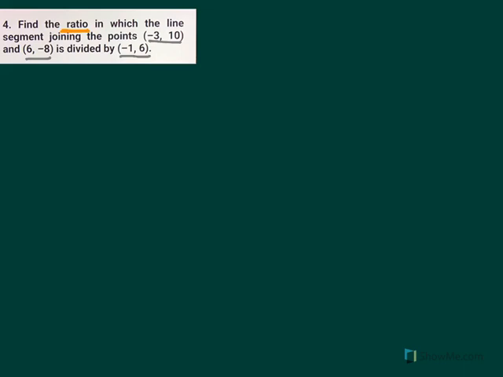So we have one point here and another point here. We call this point A, and that is (-3, 10). And we have a point B, which is (6, -8). This is point A and this is point B, and we join AB.